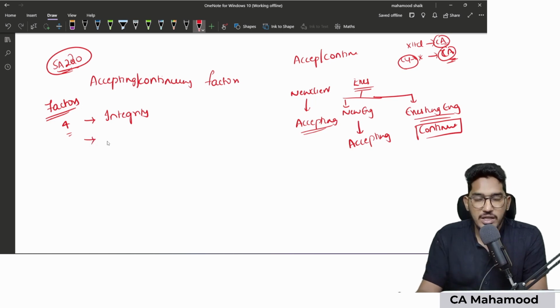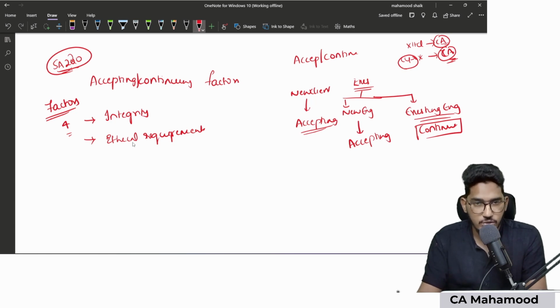Number 2, I need to check if I accept or continue this audit, am I in a position to comply with ethical requirements, especially independence. I need to check what? If I accept or continue this client relationship, am I in a position to comply with ethical requirements? That I need to consider.